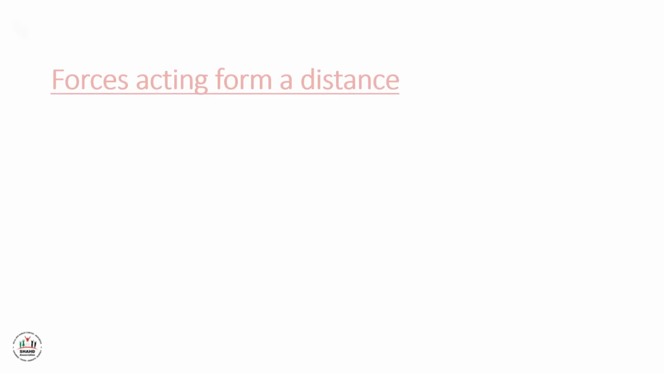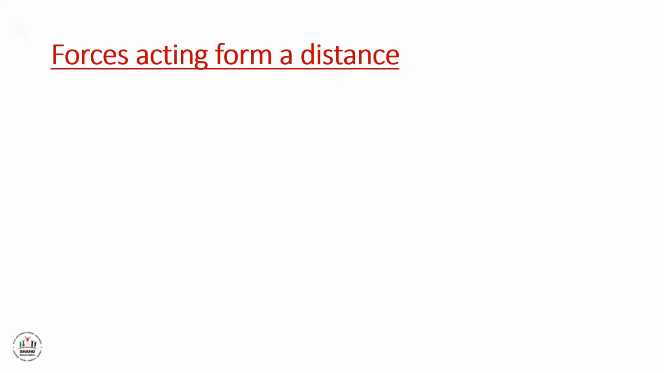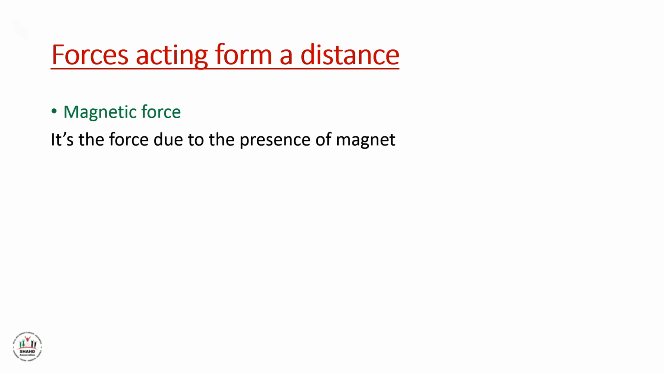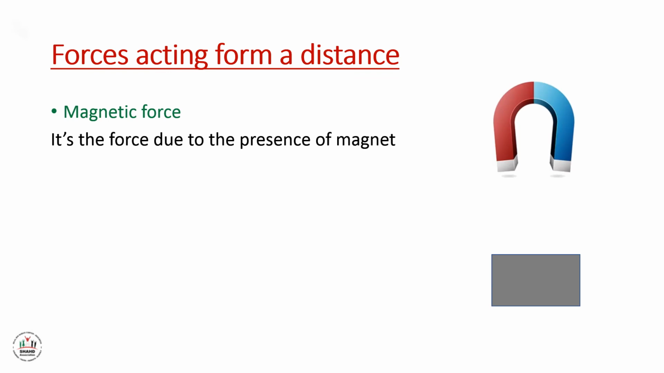Another example of forces acting from a distance is the magnetic force. The magnetic force is the force due to the presence of a magnet. So whenever we have a magnet, the magnetic force exists. Suppose this example: we have an iron block and above it we have a magnet. Due to the presence of the magnet, there is a magnetic force that is applied on this object.